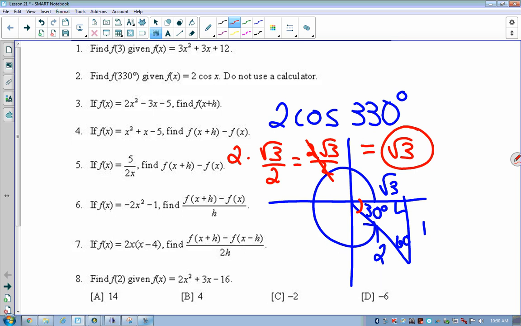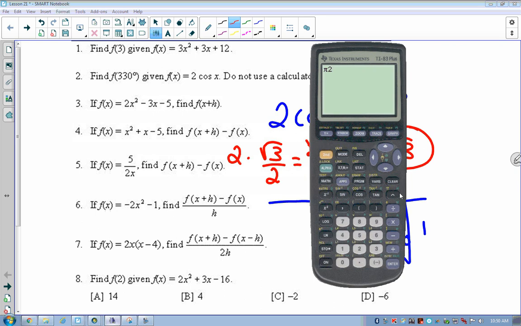Now, you can also plug this in your graphing calculator. If you want to do that real quick, make sure you're in degree mode. This is used to test your answer or check it, rather than to just get your answer. So if I type it in, mode, I'm in degree mode. 2 cosine 330, right? I get something like this. This is why you want to be able to do it yourself, because it's giving you a decimal. So to check my answer, I'm going to type in radical 3 to see if I get the same decimal. And I do, so I know my radical 3 was correct, right?